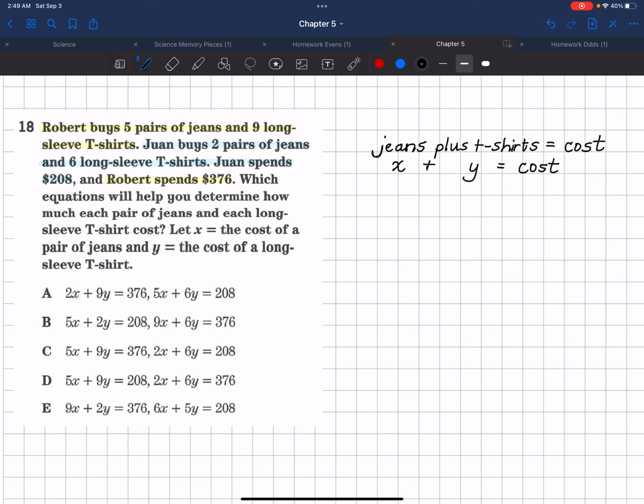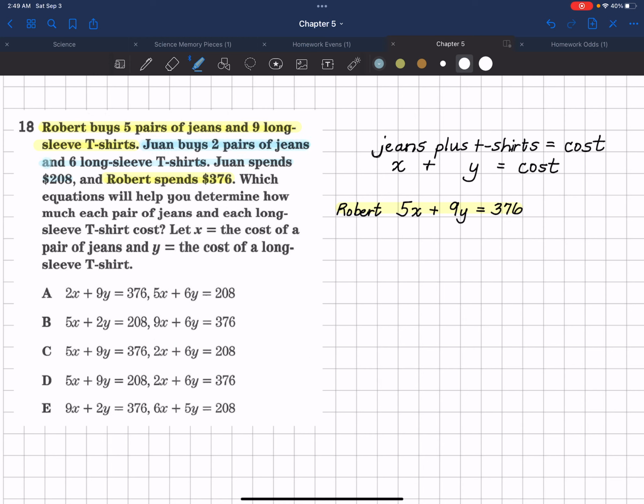So I'm going to set up an equation for Robert. Now Robert buys 5 pairs of jeans, so that's 5 X's, plus 9 of the long sleeve t-shirts. And Robert's total is $376. I'm just pulling these numbers from my problem. And this corresponds to the yellow stuff that I've highlighted. Let me highlight that a little bit clearer. So I've used those numbers to pull in this equation.